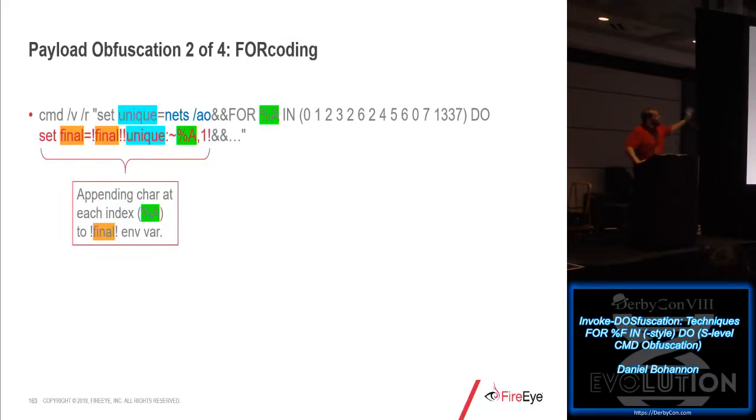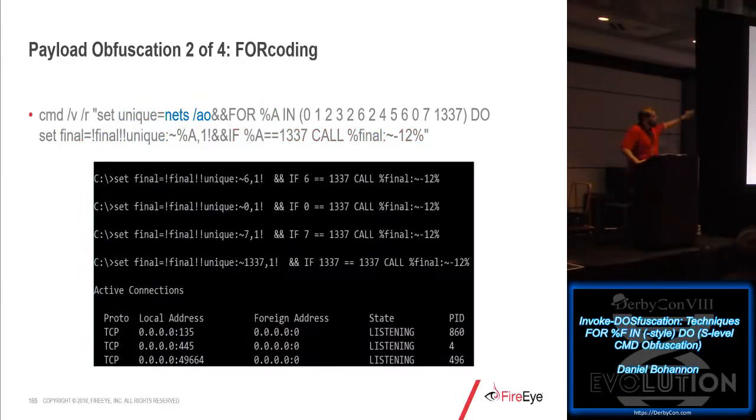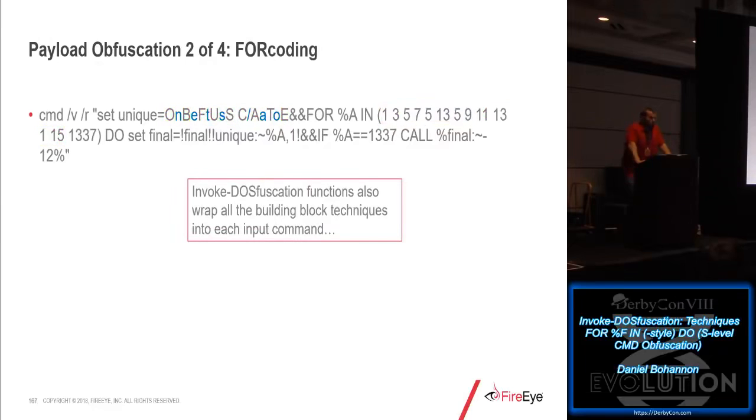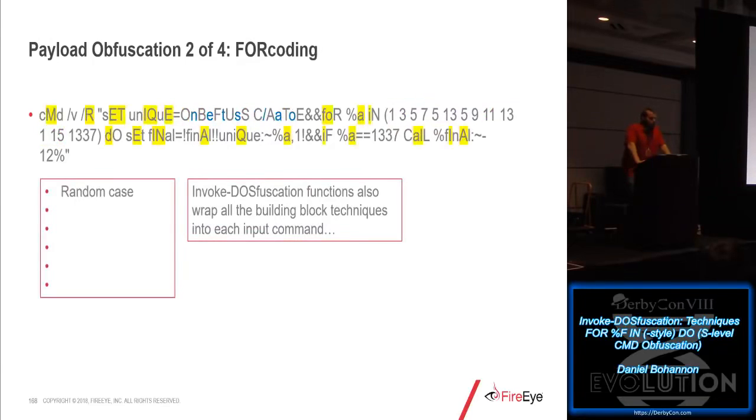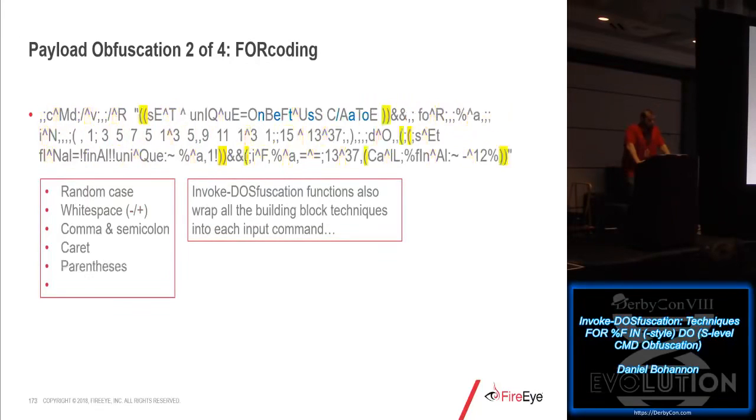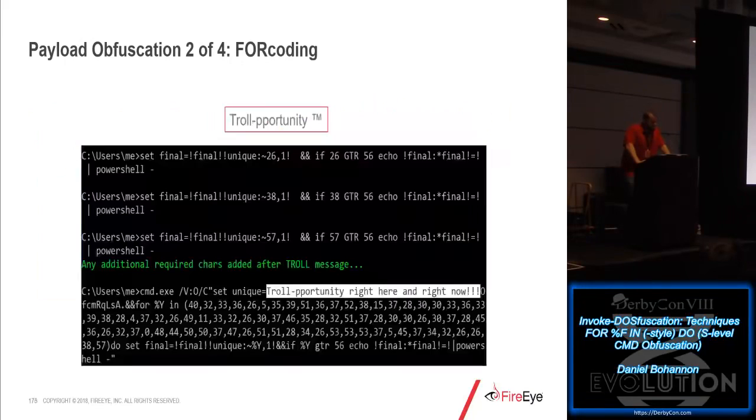And so in memory, for each iteration, we basically append the character. And then at the end, we say, hey, if you're the delimiter, then just stop and call the final result, which we see right here. When we run that, we'll see a standard output, all the different lines, and then it finally runs the result for us. To make it harder, we can also add garbage characters inside and then update the indexes. And then, as with everything in Invoke-DOSfuscation, you can also optionally add all the other building blocks: randomized case, removal of white space, addition of white space, commas and semicolons, carets, parentheses, explicit signing, and that will still produce the same result for you.